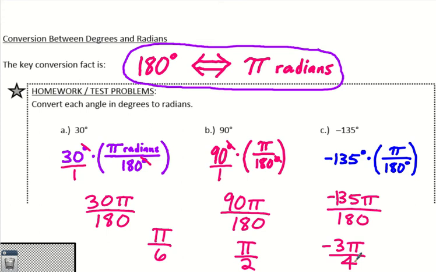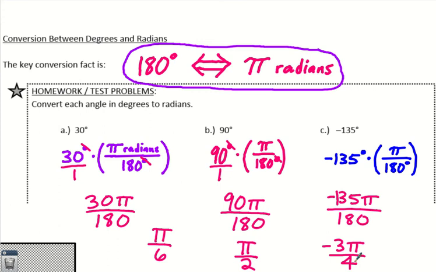And again, sorry for repeating myself here, but you could approximate that, but we're pretty much almost never going to do that. We're going to leave it as negative 3 pi over 4. So that would be a measure in radians.